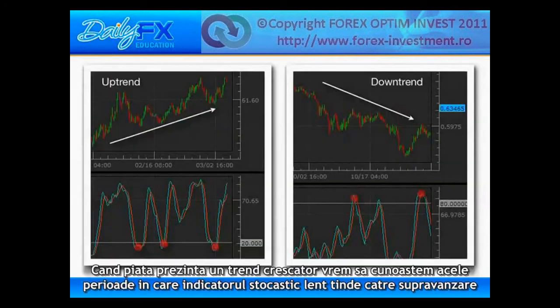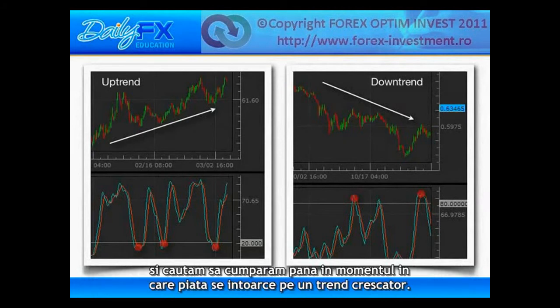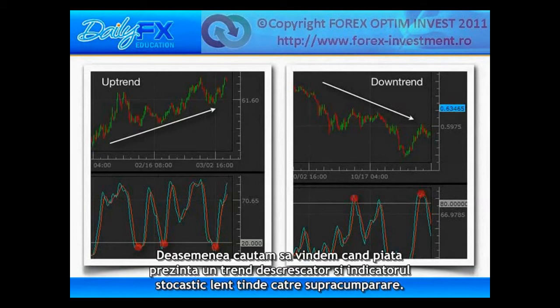When the market is in an uptrend, we want to note those periods that the slow stochastics moves down to oversold, and look to buy that reversal back to the upside. We also want to look to sell when the market is in a downtrend, and the slow stochastics moves up to the overbought level.